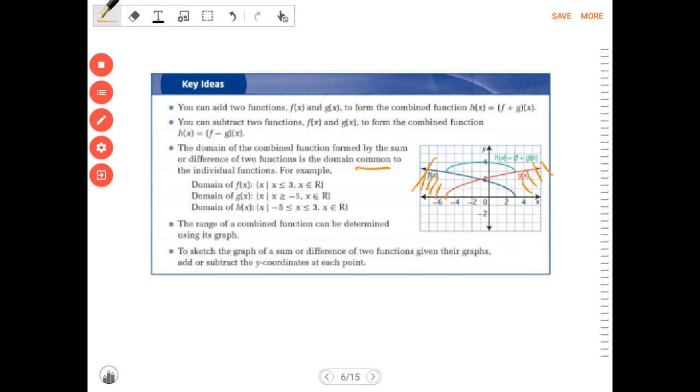Okay, the range is determined from the graph, and then to sketch the graph, we just add or subtract the y coordinates of each graph. Okay, so that's that one.